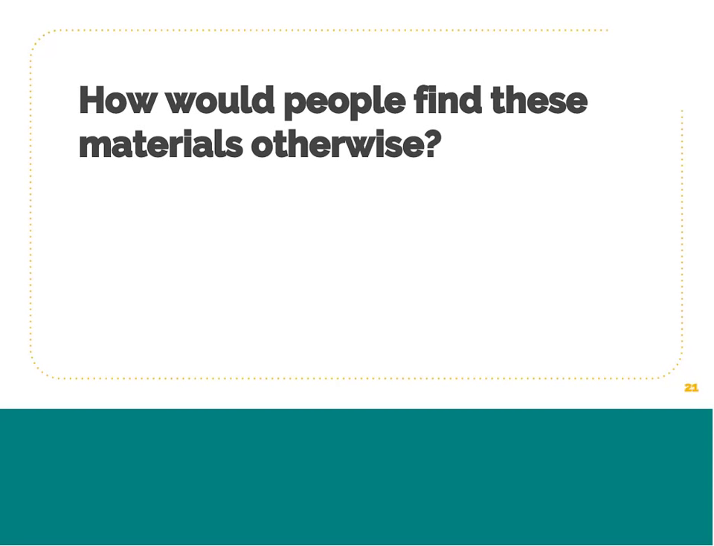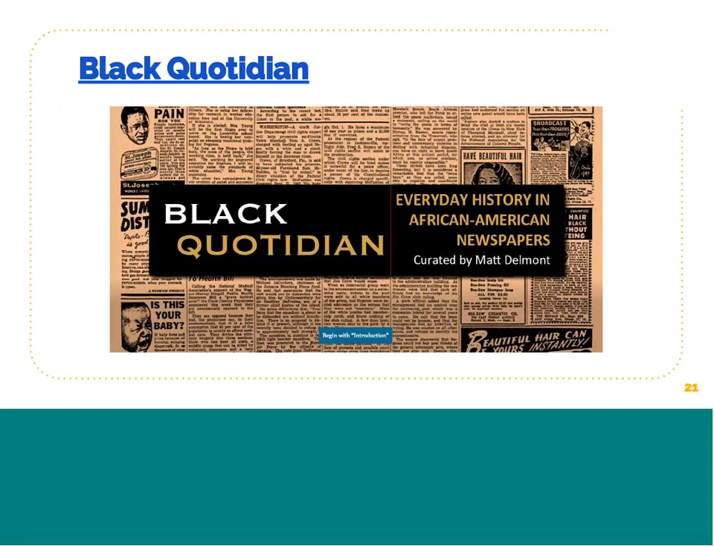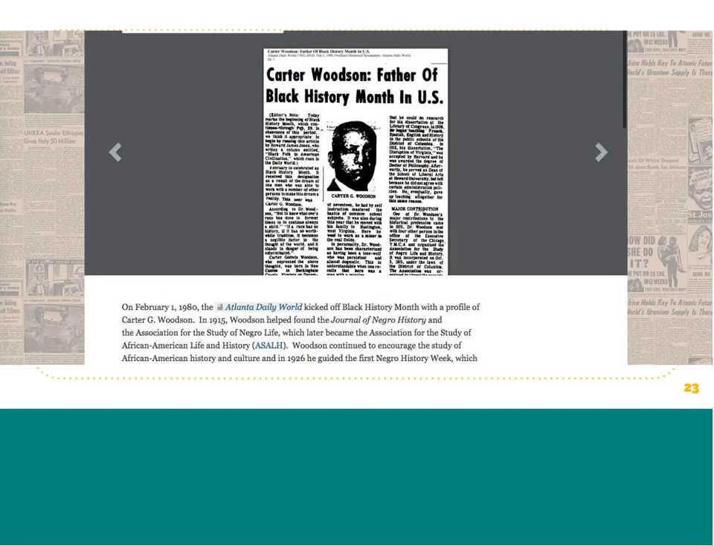One really great example of that sort of method is the Black Quotidian. Black Quotidian, curated by Matt Delmont, presents, as you can see, African American history in the form of newspaper articles. In this case, the source material is individual news stories from various sources presented as images along with commentary written by scholars that helps to situate the stories further.